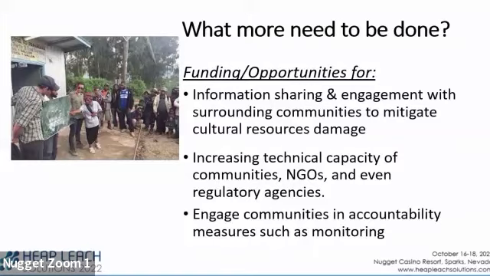Increasing the technical capacity of communities, NGOs, and regulatory agencies. Oftentimes they lack the technical expertise to offer technical solutions. They have strong values and they understand their local environments, but what they pretty frequently lack is technical support and technical expertise to offer comments specifically on how operations could be changed to better align with community values. And finally, there's an opportunity to engage communities in accountability measures, such as monitoring.